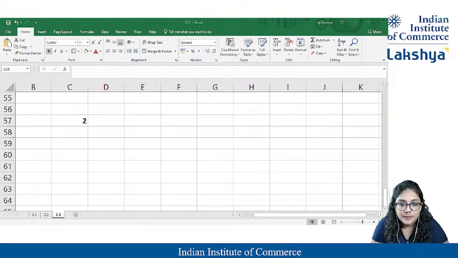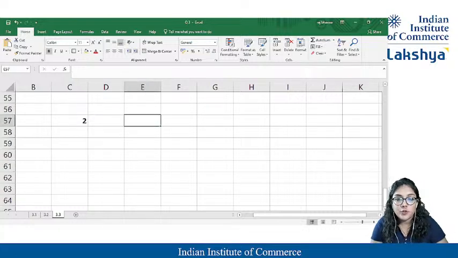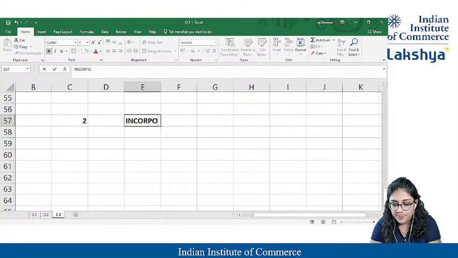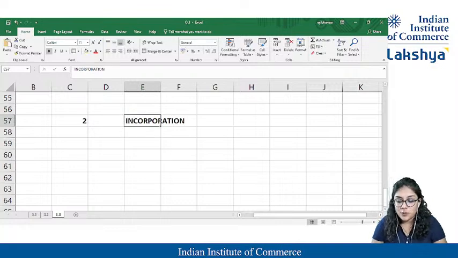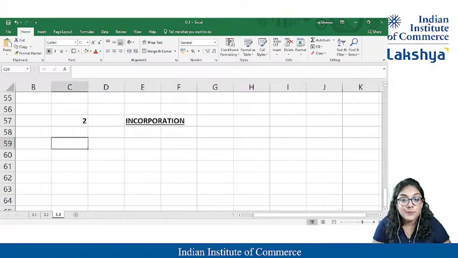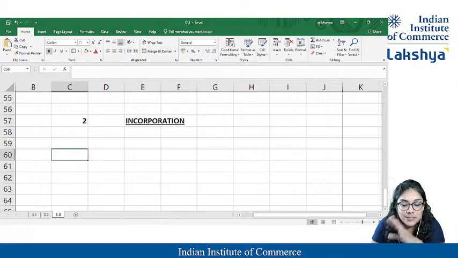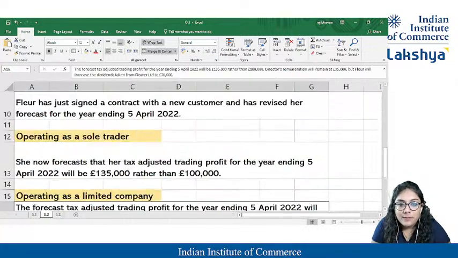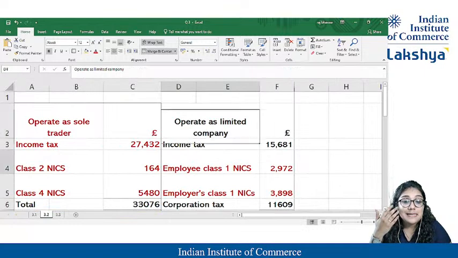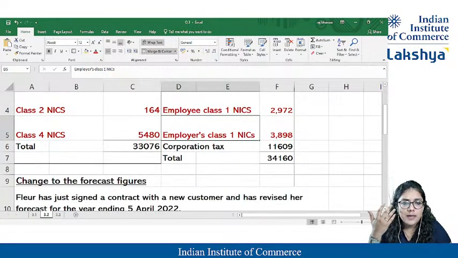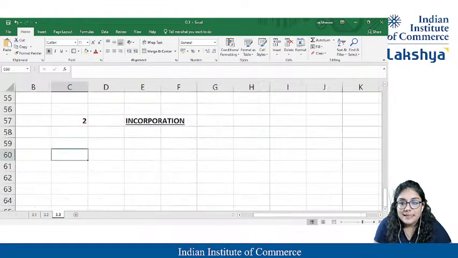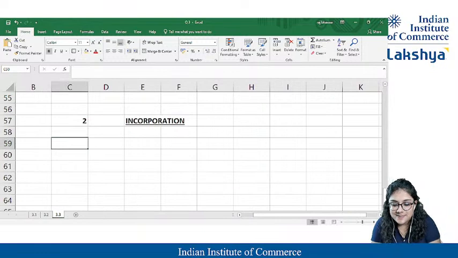Wait a minute. Incorporation, that is incorporation. If I'm going to have the incorporation of that flour company, what will I do first? First of all, I have to copy as it is whatever is given in the question, that is, I want to figure out all those things. So: income tax, class 1 NIC, employer and employee, and corporation tax. Let us write them individually, starting with income tax.